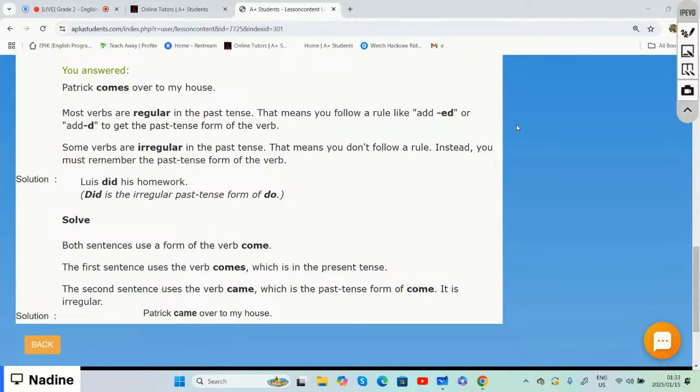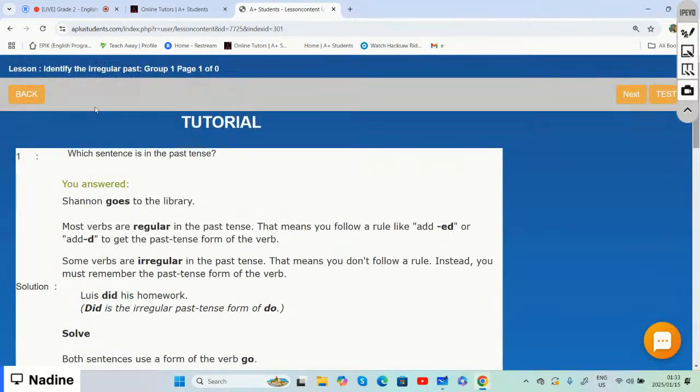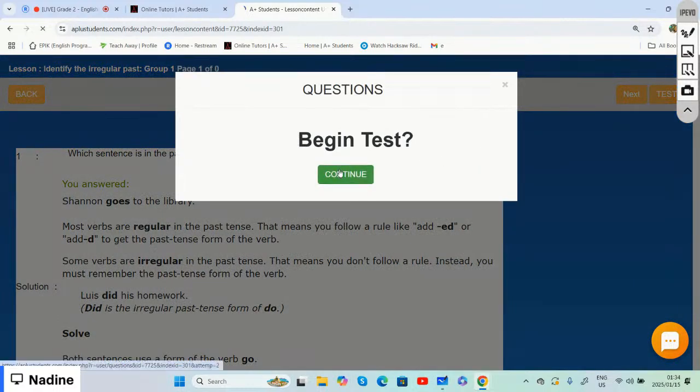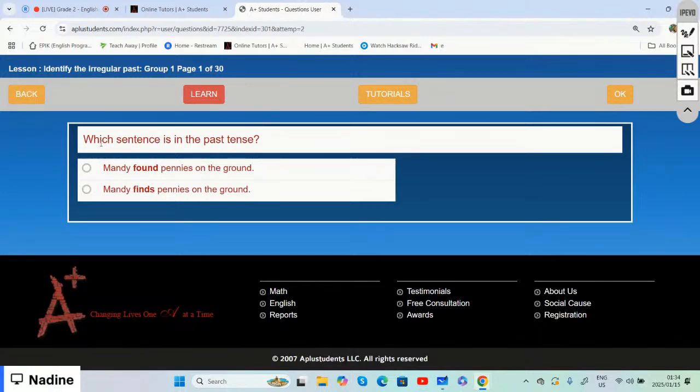So the past tense of comes is came, right? All right, so now we're going to identify the irregular past tense. So goes and went. All right, so we're going to identify the past tense.